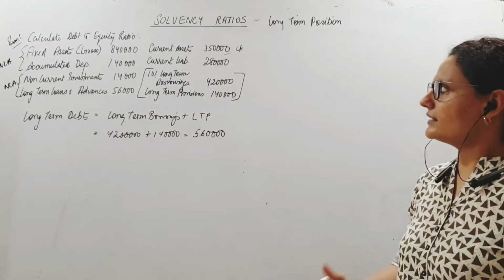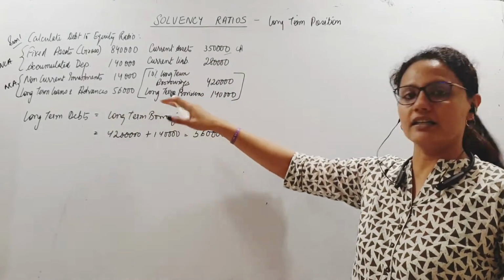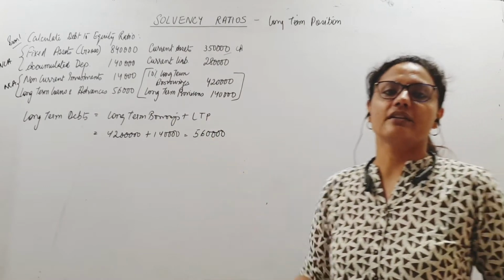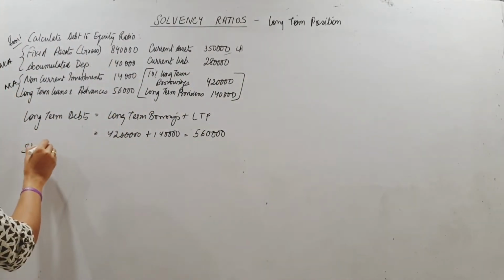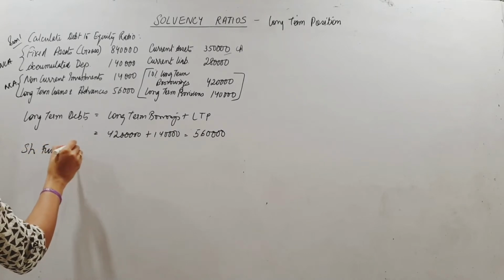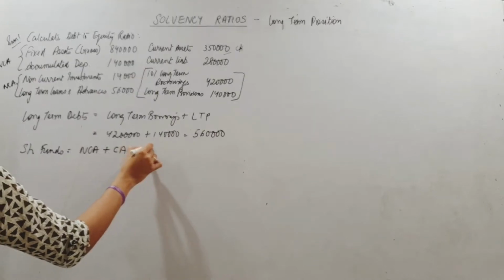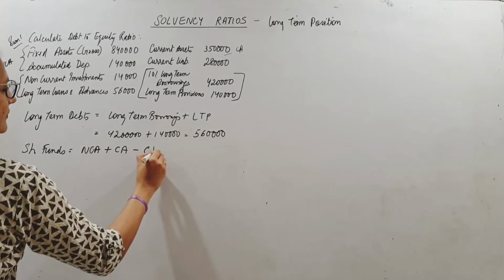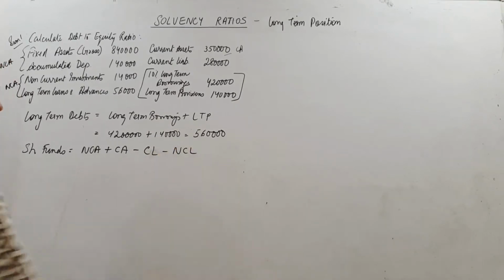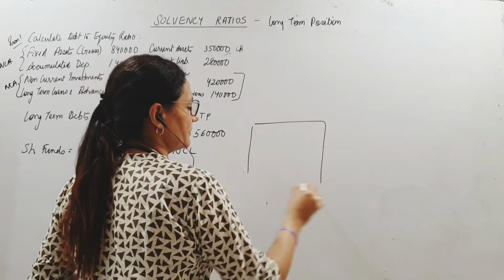Right? Total assets है, उससे subtract कर देंगे अगर current liability and non-current liability. What is left? Shareholders' funds. So here I find out shareholders' funds as non-current assets plus current assets minus current liabilities minus non-current liabilities. Yes, the balance sheet format, remember?